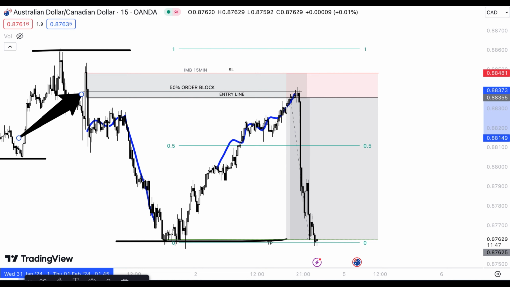Look at this entry, guys. Stop loss was above the high of this imbalance. That gray rectangle, that's our actual imbalance. We had unhealthy price action after our imbalance, going downward. We had that downward impulse. That's our unhealthy price action. And then the take profit was at our equal lows. Okay? It's really that simple.